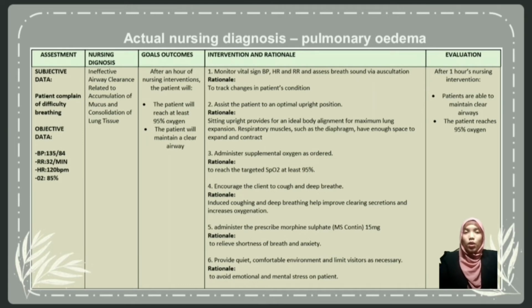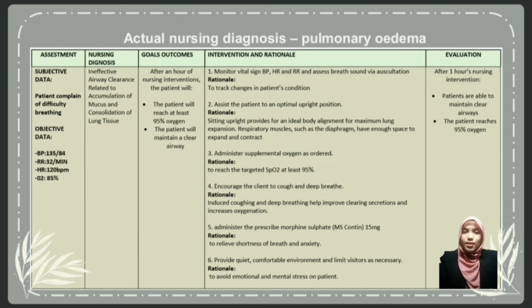Intervention and rationale. 1. Monitor vital signs BP, HR, and RR and assess breath sounds via auscultation. Rationale: to track changes in patient condition. 2. Assist the patient to an optimal upright position. The rationale is sitting upright provides an ideal body alignment for maximum lung expansion. Respiratory muscles such as the diaphragm have enough space to expand and contract.